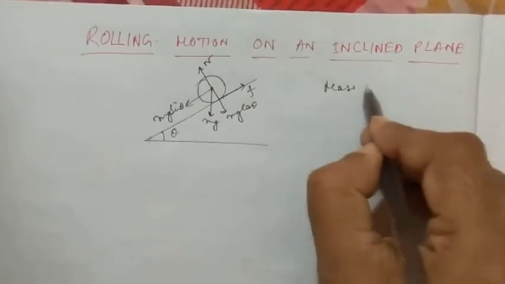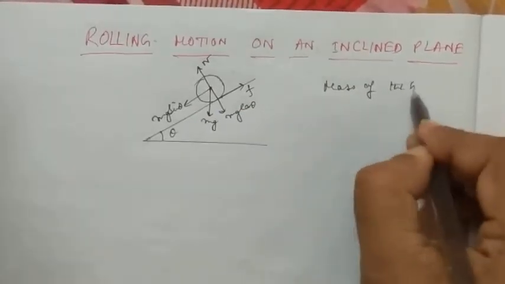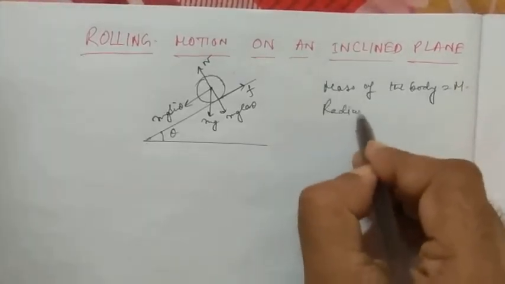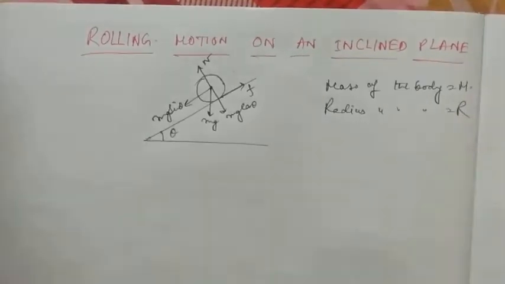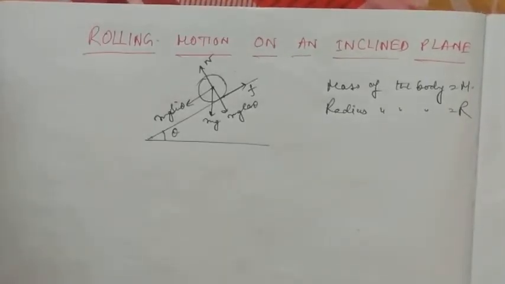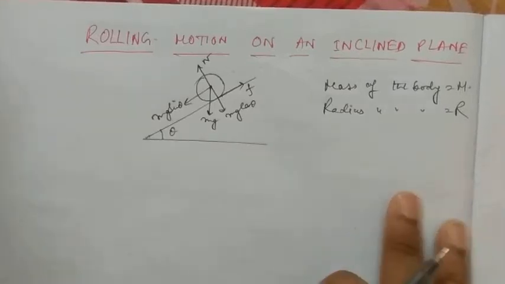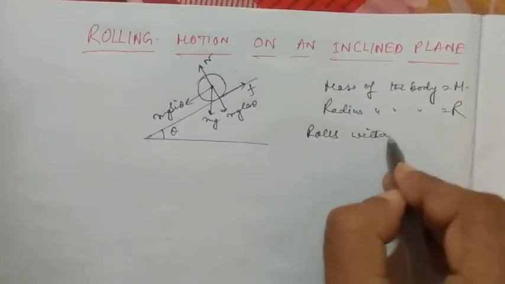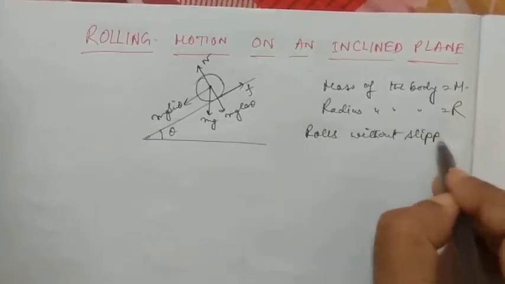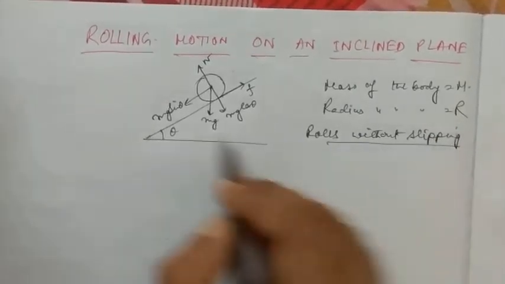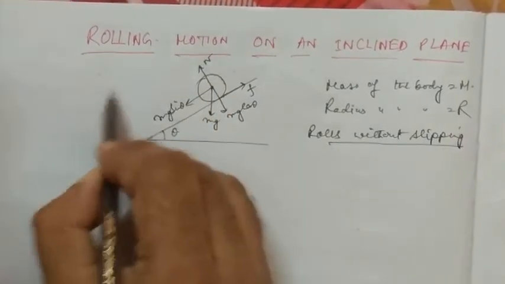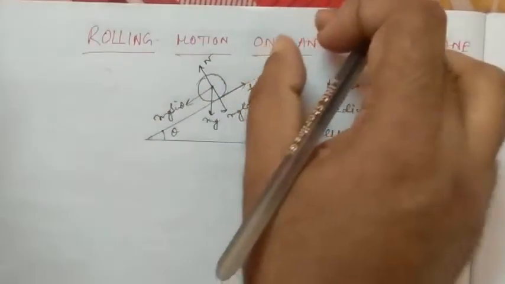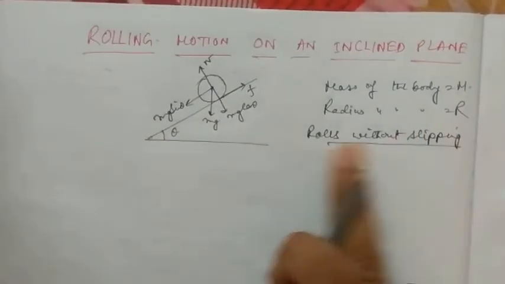The mass of the body is capital M, and the radius of the body is capital R, which is rolling down an inclined plane at an angle of theta to the horizontal. Now the body rolls without slipping. The condition is the body must be rolling without slipping, because the body will be rolling downwards like this. The motion will be like this and not straight, slipping down the hill. It will be rolling without slipping.